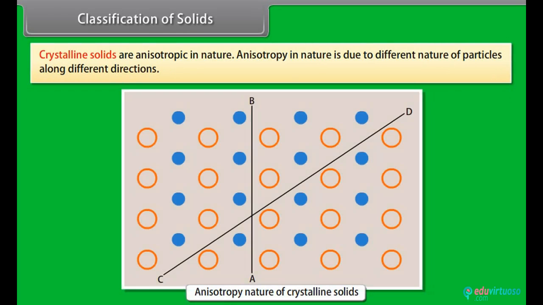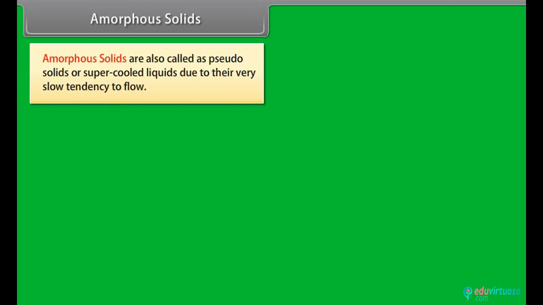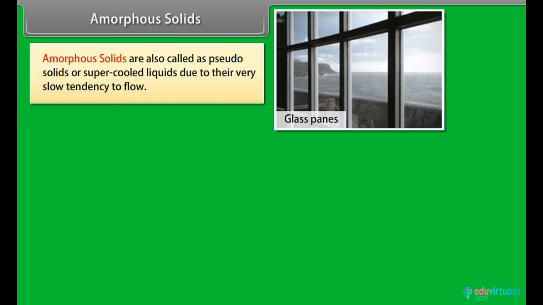Crystalline solids are anisotropic in nature. Anisotropy in nature is due to different nature of particles along different directions. Amorphous solids. Amorphous solids are also called pseudosolids or supercooled liquids due to their very slow tendency to flow.